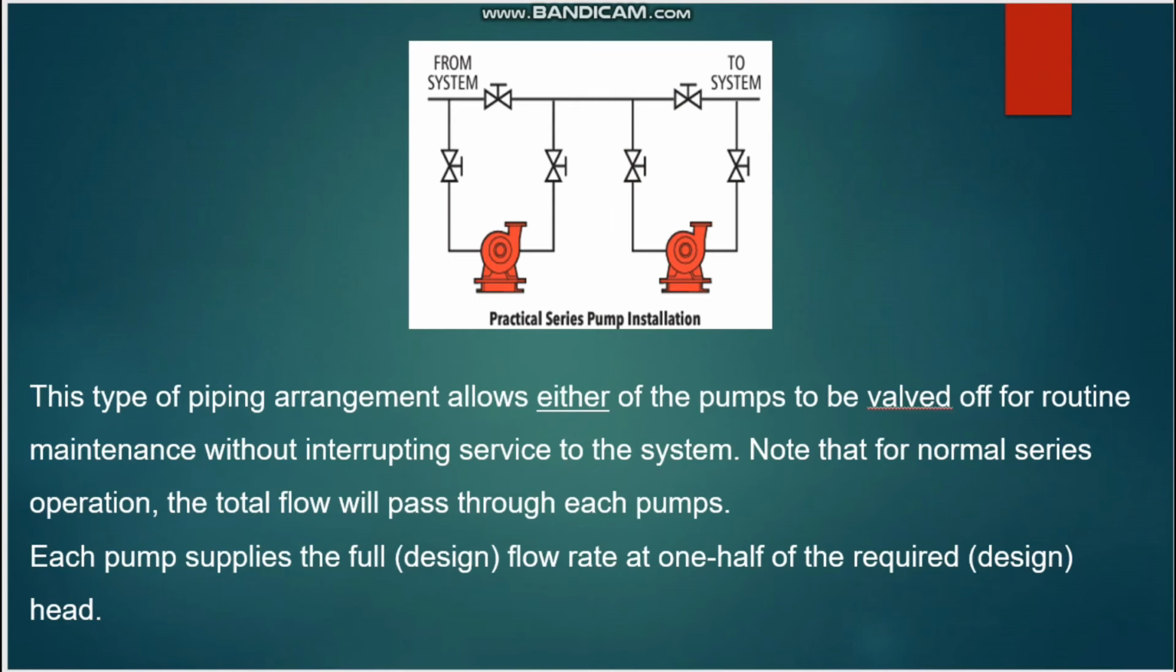And second, in this case, the pumps are arranged in series. Coming to the maintenance point of view, this type of piping arrangement allows either of the pumps to be valved off. I mean we can shut down one for maintenance without disturbing the system. Note that for normal series operation, the total flow will pass through each pump. Each pump supplies the full design flow rate at half of the required design head. In the parallel arrangement we can make the flow half, but in the series arrangement it is half of the required head. Now we will see what is the impact.